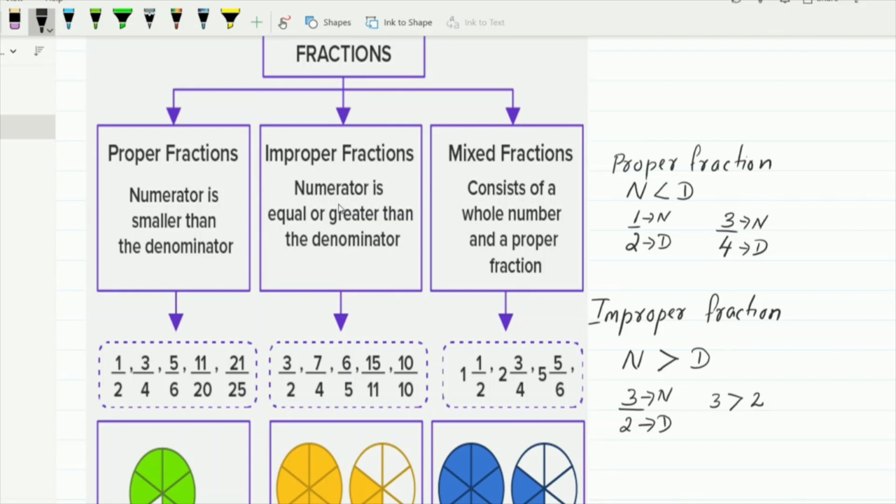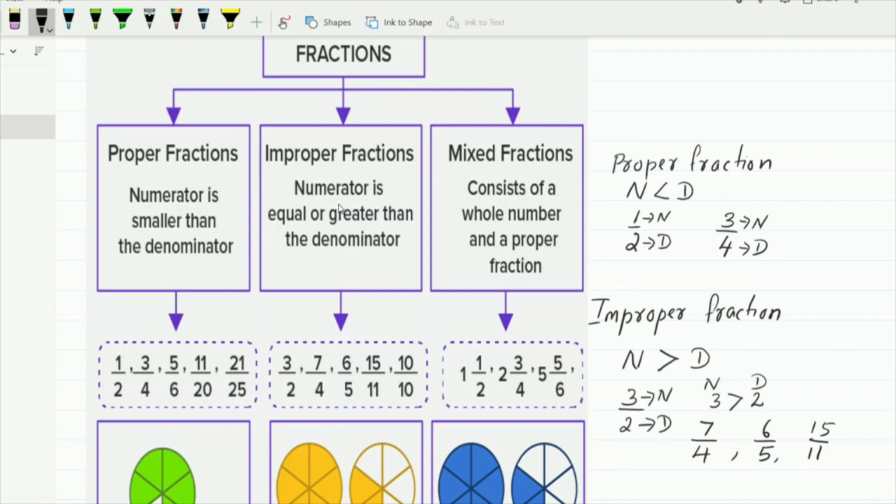So 3 is the numerator and denominator is 2. Therefore 3 is greater than 2. Different examples are given here: 7 by 4. 7 is greater than 4. 6 by 5. 6 is greater than 5. These all are examples. 15 by 11. That is 15 is greater than 11. So check whether the numerator is greater than the denominator, then those fractions are improper fractions.